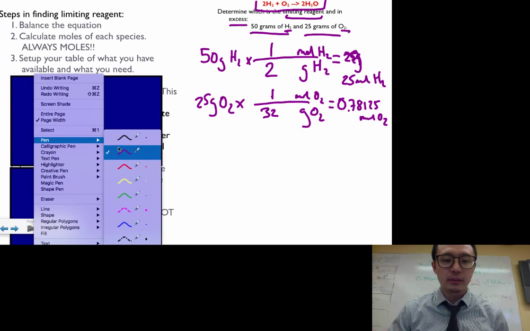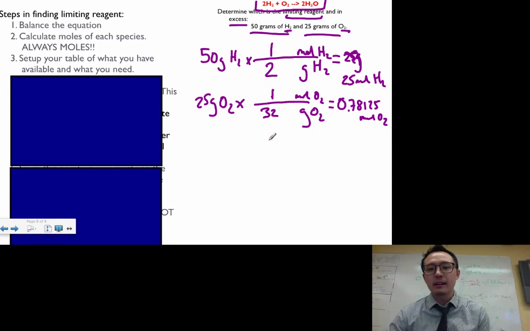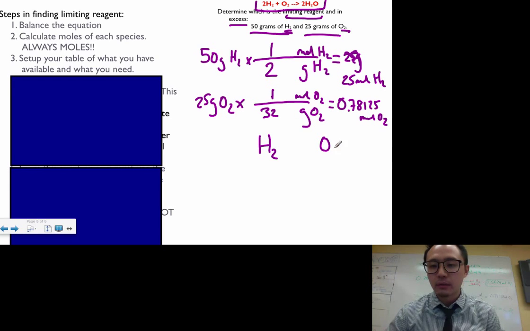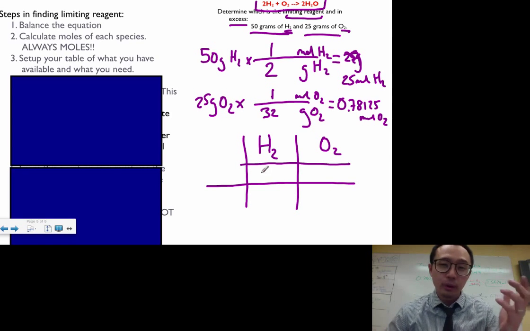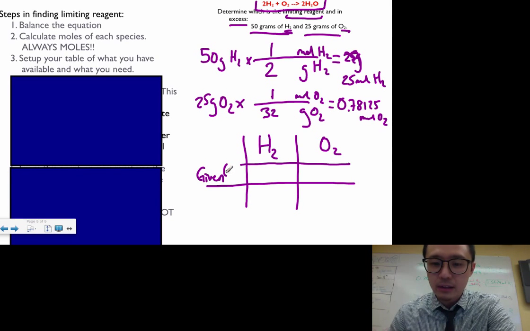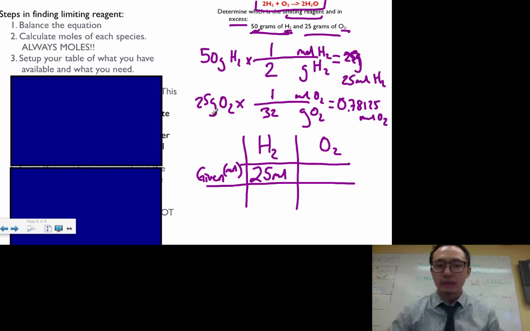This is where it gets a little bit tricky. You're setting up the table just to organize what you're given and what you are actually needing. Write your reactants, or reacting species: you have your H2, you have O2, create a little grid. The first row is what exactly you are given, the given amount. All of these are in moles. Since we're given 50 grams, that has 25 moles, so this is my 25 moles. And 25 grams of O2 will give me 0.78.